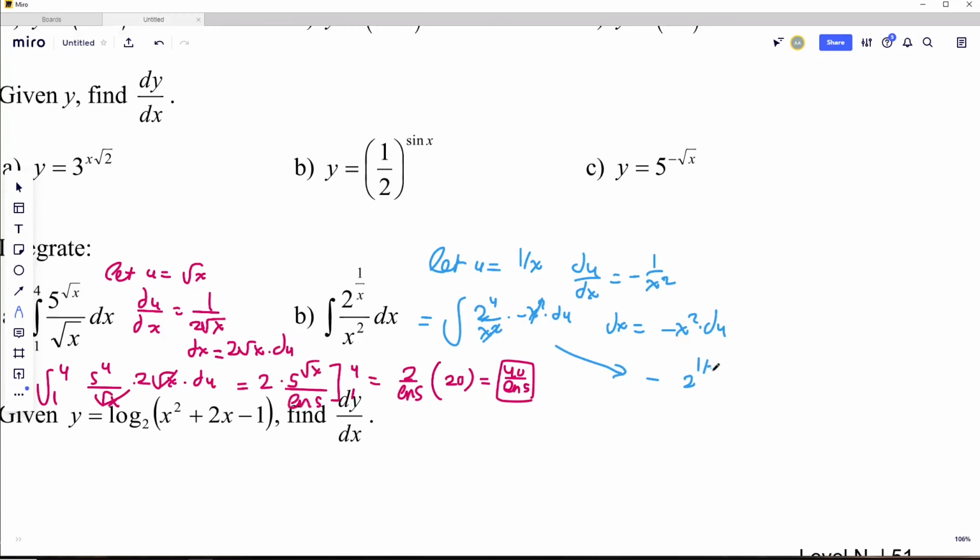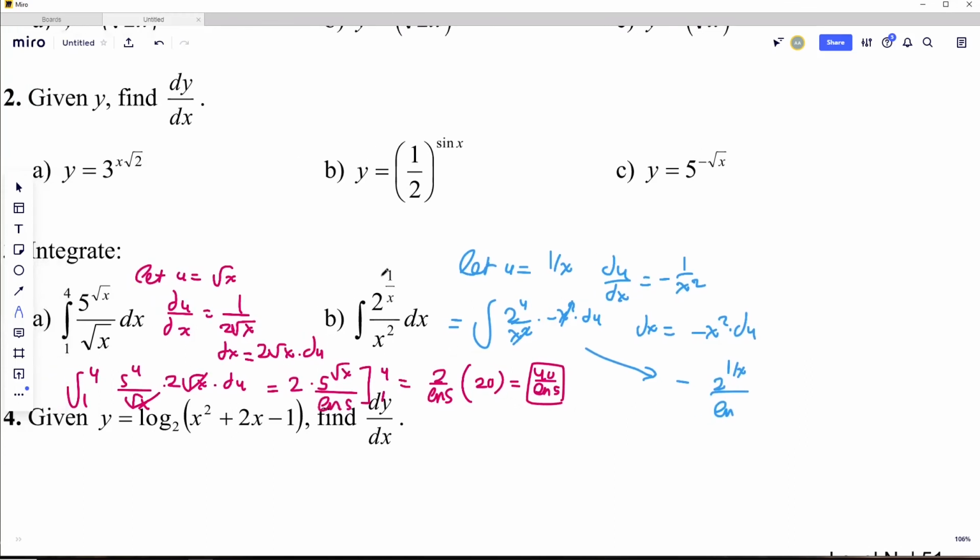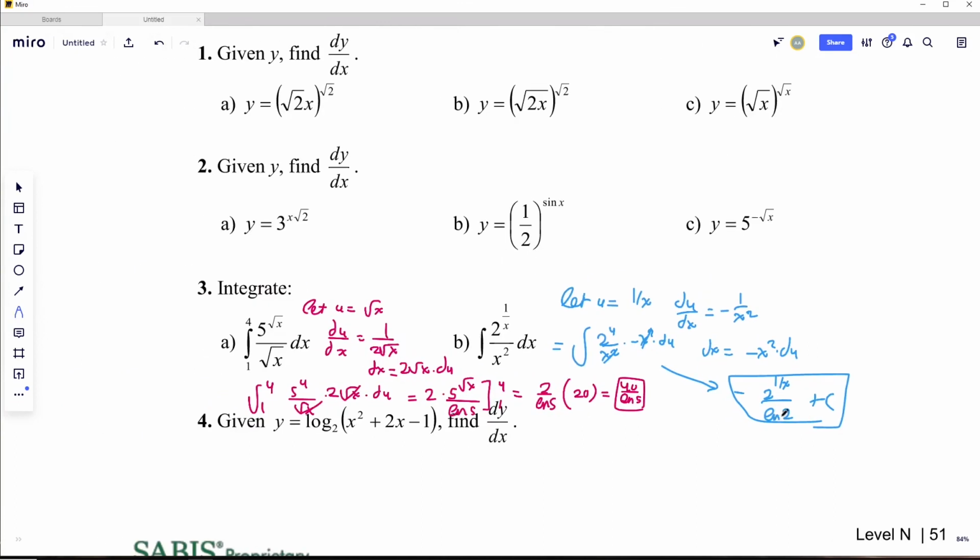So 1 over x over, as we said, always divide by the ln. If you derive, you multiply by the ln. So ln 2. And again, it's indefinite, so I can't do anything else. But don't forget your c. So it's going to be this eventually. So yeah.